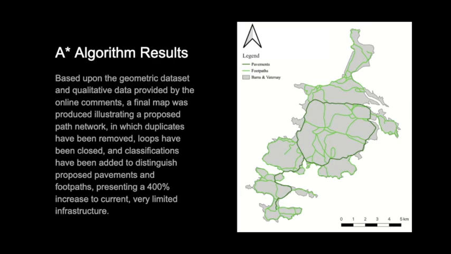This proposed network would mean an increase of approximately 400% on the current network length, with the addition of 192 kilometres of new footpaths drawn and 43 kilometres of new pavements, which would cover 100% of the primary roads.